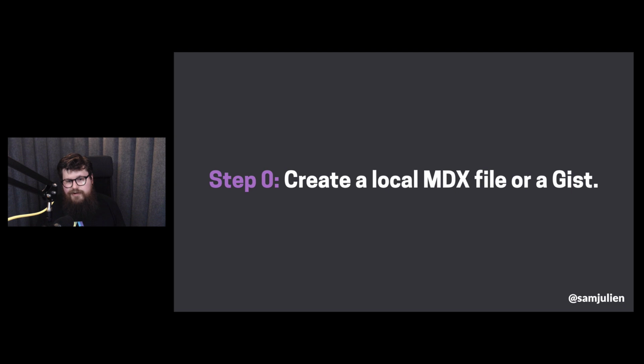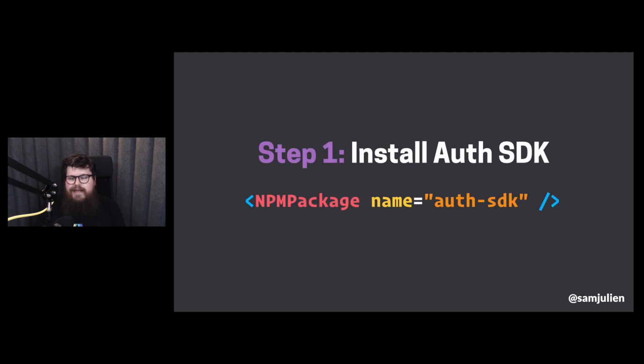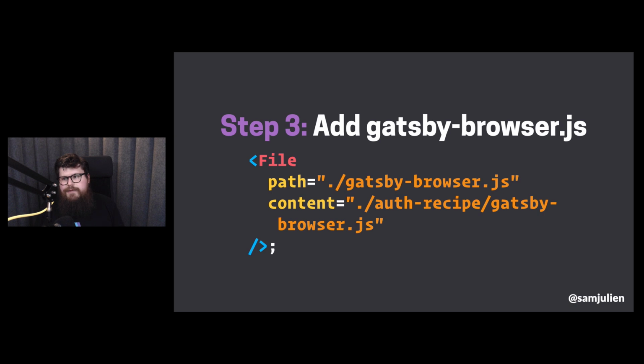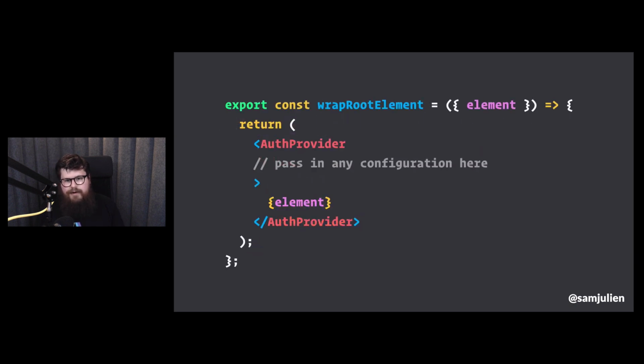And to do that, the first thing we do is create an MDX file, either locally or as a gist. And then we will install our SDK. We'll add our auth provider that we built earlier to our project. We'll add a Gatsby browser file so that we can do that wrapRootElement that we saw. And that way we can pass in any configuration and use our auth provider in our app.